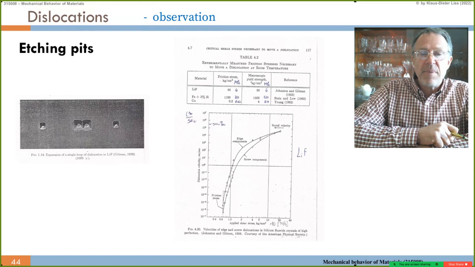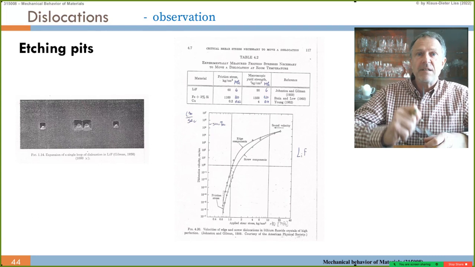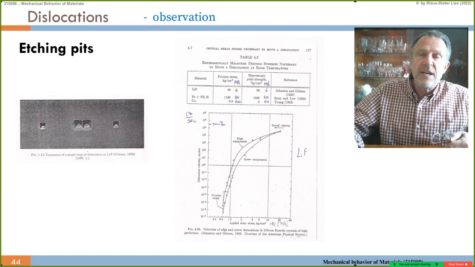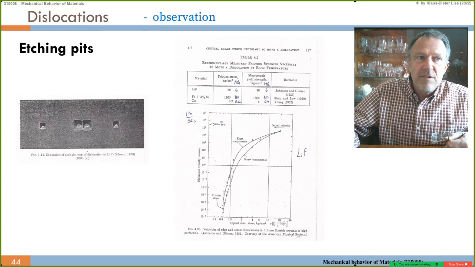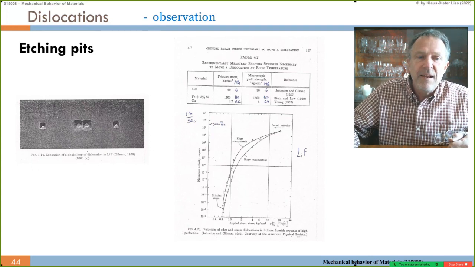Let's now talk about the observation of dislocations. Very simple observation of dislocations, and that's what I did as a student as well. You take the crystal. I took a gallium arsenide crystal. I worked on gallium arsenide. I needed to know the dislocation density. You throw the single crystal into an acid and etch.